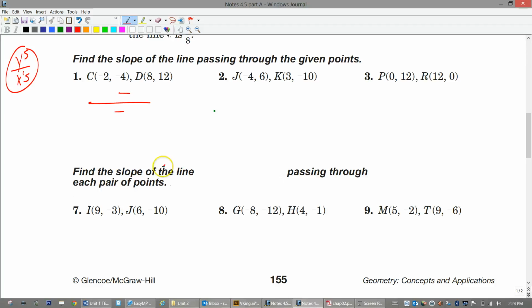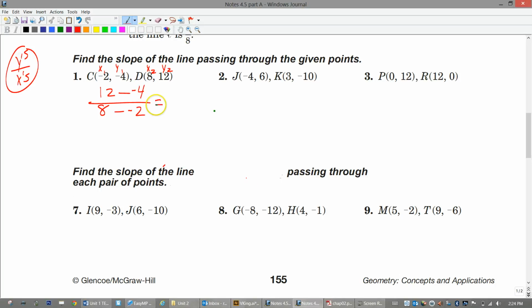Okay. Secondly, label your points. That'll also help you prevent a common mistake. Okay. So I would do y2 minus y1. So it's 12 minus negative 4 and 8 minus negative 2. You could switch which one you're calling point 1 and which one you're calling point 2. It doesn't really matter which one you call point 1 and which one you call point 2.